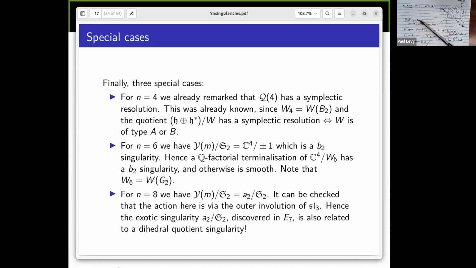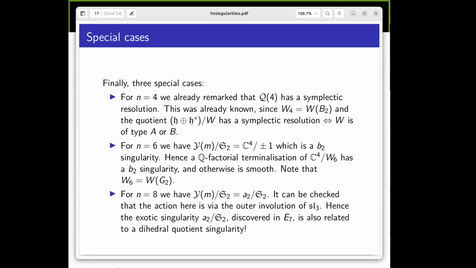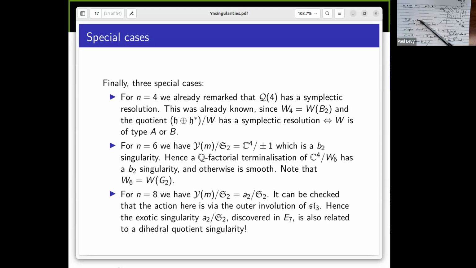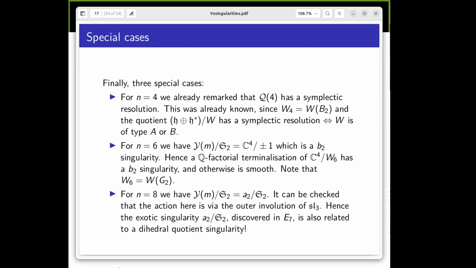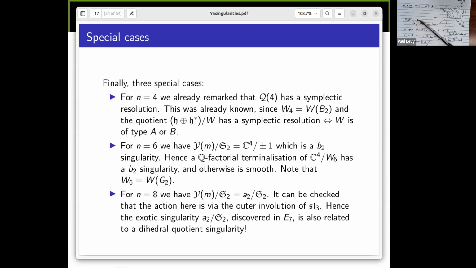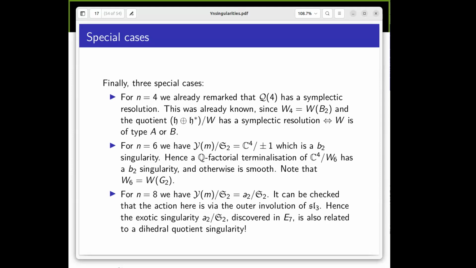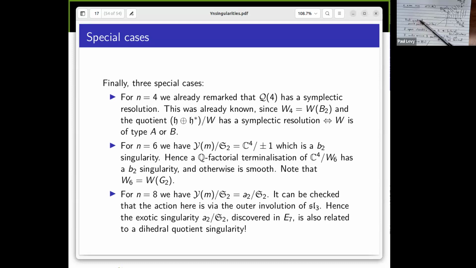So this A2 mod S2 has SO3 symmetry. Does it have an SO3 symmetry? This A2 mod S2? Yes. And where does it show up for E7? Does this SO3 symmetry appear in E7? Yes.